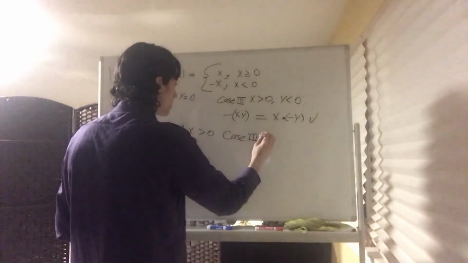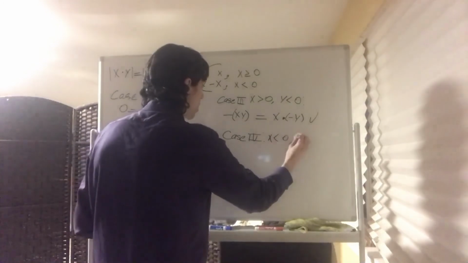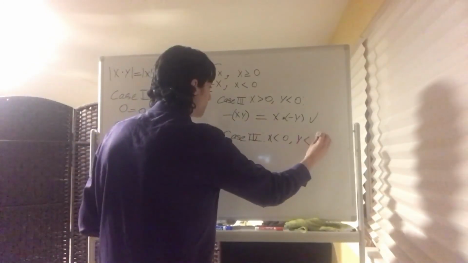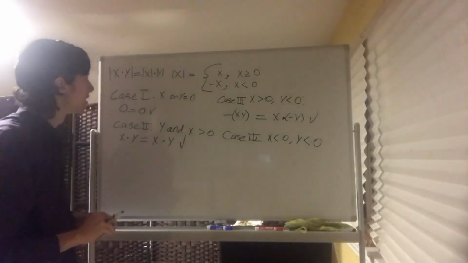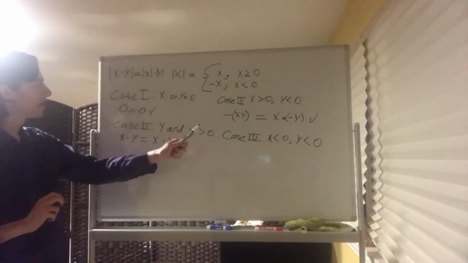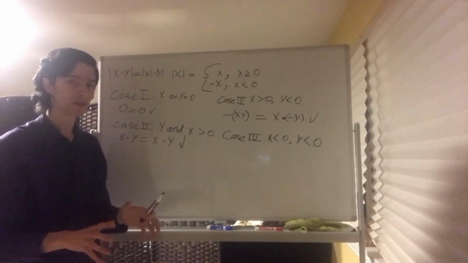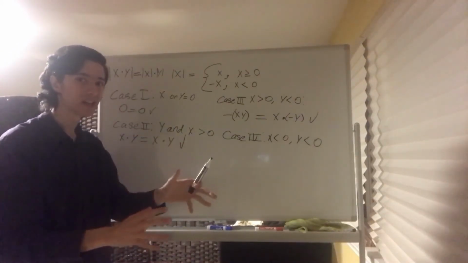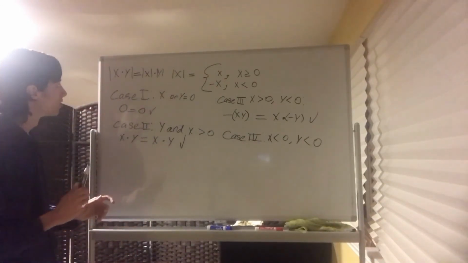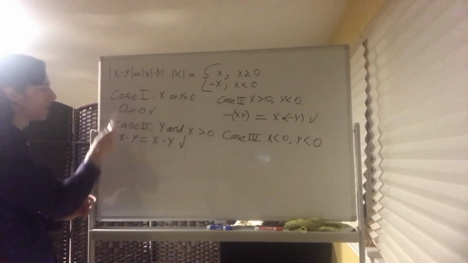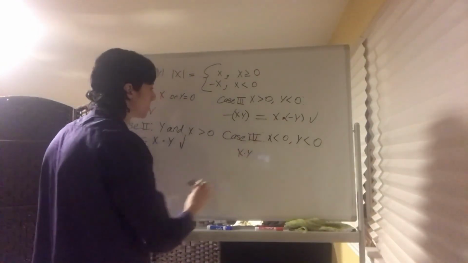Case 4, in which x is negative and y is negative. So let's take a look. If x is negative and y is negative, x times y is actually a positive number because a negative times a negative is a positive. So the absolute value of x times y is just x times y.